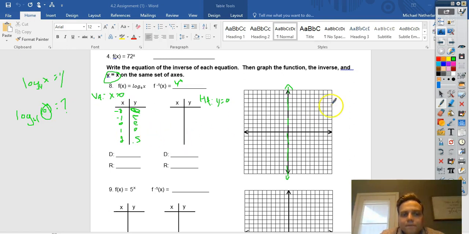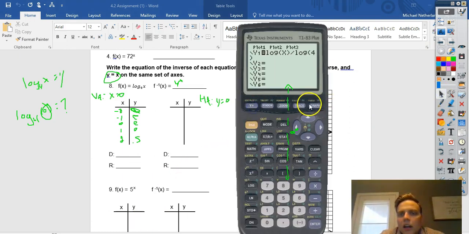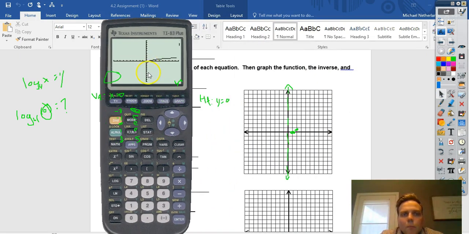Alright? So I'm going to plot these. 1 is at 0, and 2 is at 0.5. Okay, and then I'm going to cheat a little bit. It's not actually cheating. I'm going to hit graph, just so I can see what my graph should look like. And bam, so I know I'm going to come up from the asymptote and just go to the right forever. So there is my first graph, okay?